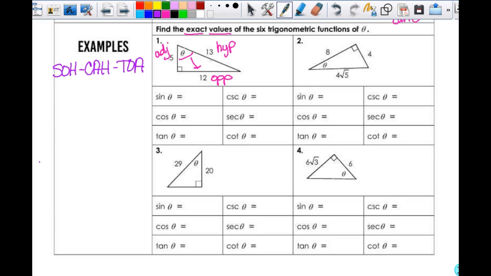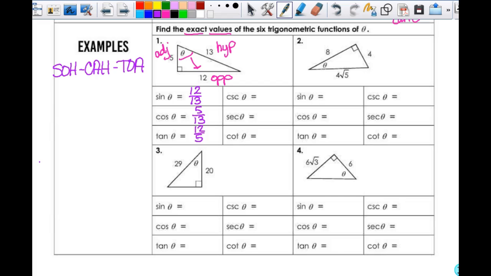So sine is opposite over hypotenuse. So that means I'm going to put 12 over 13. And then I reduce if I can. I can't reduce. That's my ratio. Cosine is adjacent over hypotenuse. So it's 5 over 13. Tangent is opposite over adjacent. It's 12 over 5. And none of those actually reduce.